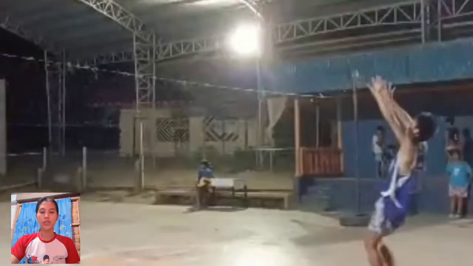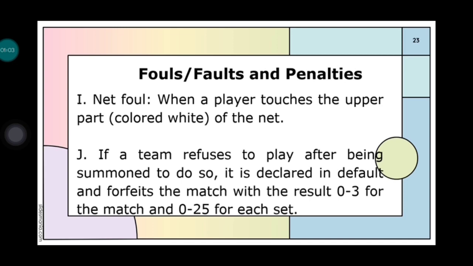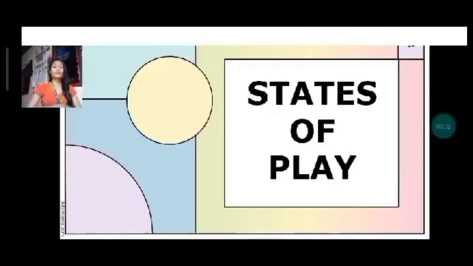H. Catching and throwing the ball. Another foul is the net foul. When a player touches the upper part or colored white of the net, it is considered a foul. And if a team refuses to play after being summoned to do so, it is declared in default and forfeits the match with the result 0-3 for the match and 0-25 for each set.